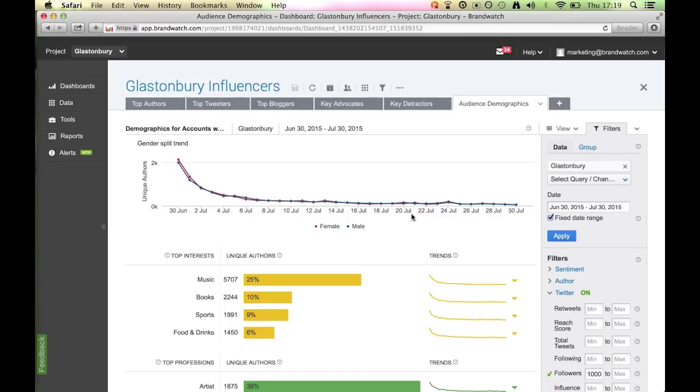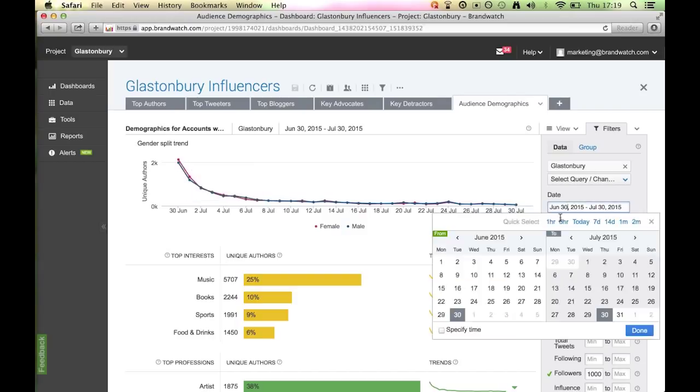Now, this filters tab is a really, really powerful place to start customizing these starting point dashboards. So this is a really great example of when I want to use the filters. I can see actually there was a lot more conversation going on right at the beginning of this month, and that's because it's just before, just after Glastonbury started.